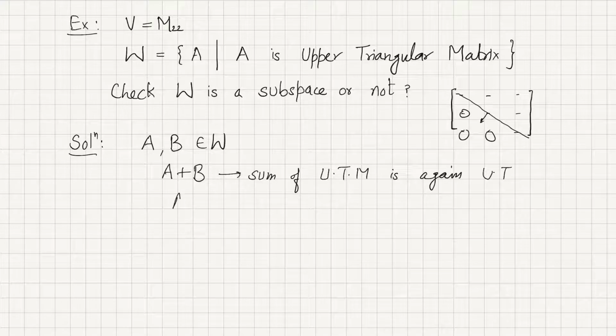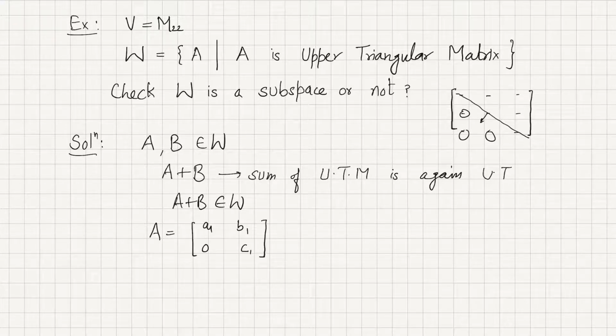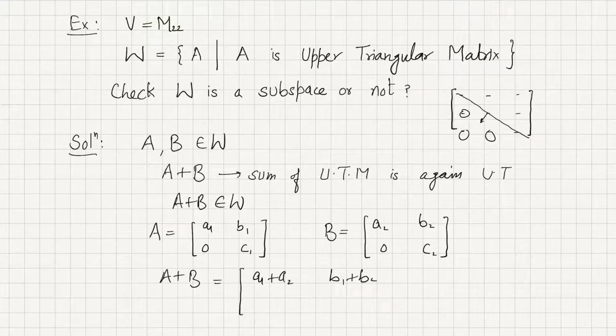So that means this A plus B will be in W. You can take two elements very easily if it is in W. So suppose this is A1, B1, C1, 0. This is an upper triangular matrix, and so their addition, it is 0. So this is again an upper triangular matrix. That means this A plus B is in W. So we can say that W is closed with respect to addition.